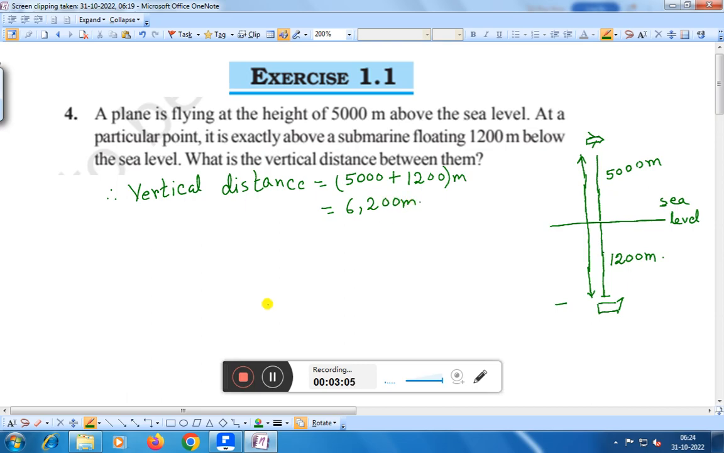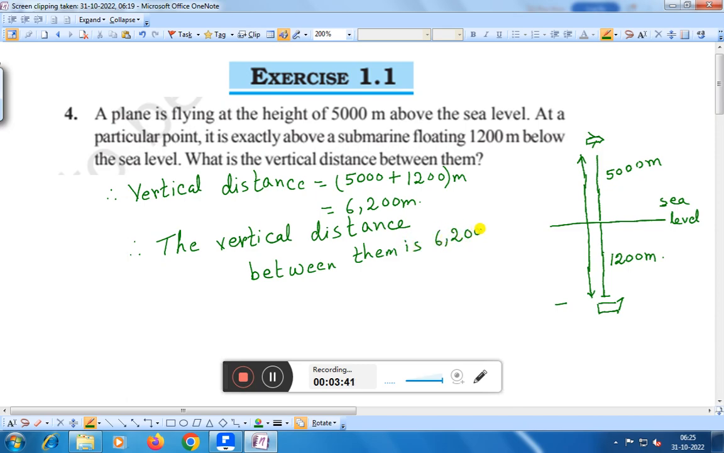meter. What is the question? What is the vertical distance between them? Therefore you can say that the vertical distance between them is 6200 meter, right? This is the solution of question number 4.